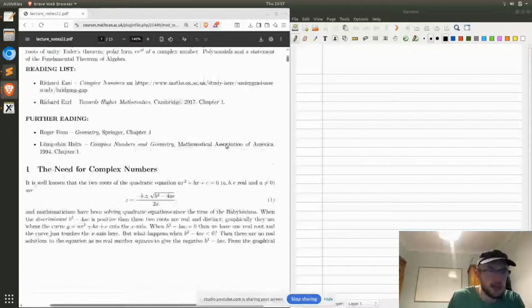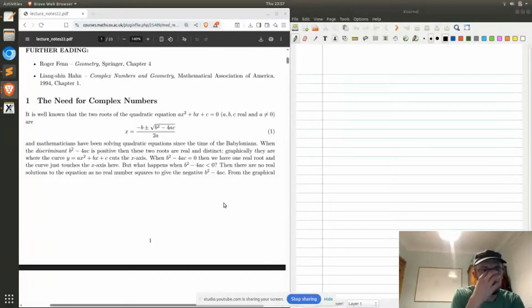Introduction to complex numbers. Section 1, the need for complex numbers. It is well known that the two roots of the quadratic equation ax squared plus bx plus c equals 0, where a, b, and c are real and a is not 0, are x equals minus b plus or minus the square root of b squared minus 4ac, all over 2a. That's the quadratic formula. I know that off by heart.